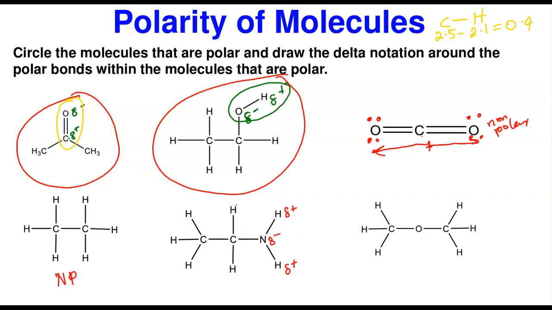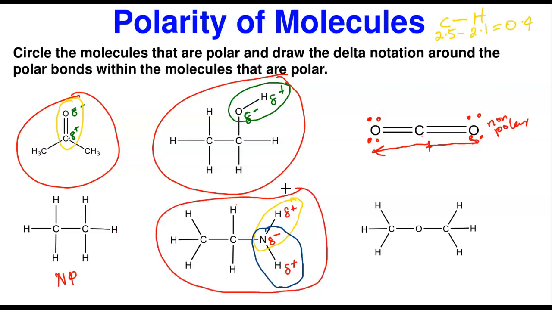So what it means is there are two bonds here. Both of them are polar. This bond is polar. Okay, let me use a different color. This bond too is polar. Because of that, this molecule overall is a polar molecule.